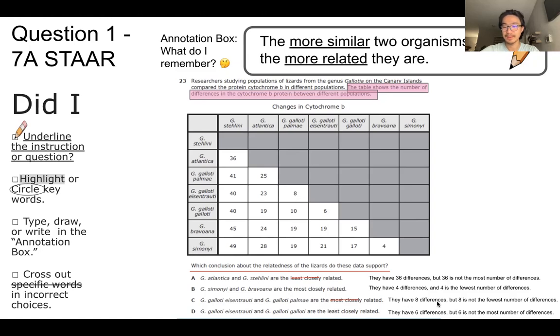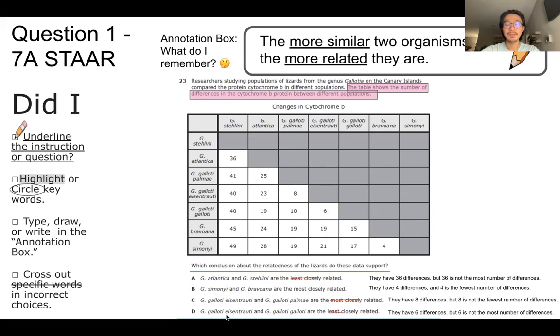They have 8 differences. But we know 8 is not the fewest number of differences, right? B had only 4 differences. So if they're not having the fewest number of differences, it means that they're not the most closely related.